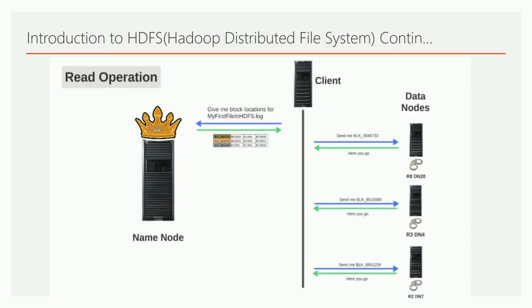Now we'll go to how the read operation happens. In the last class, we ran the copyToLocal command, where we tried to get the file called transaction_details.txt.